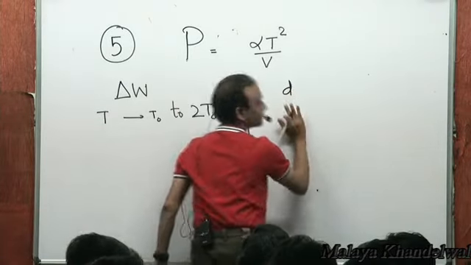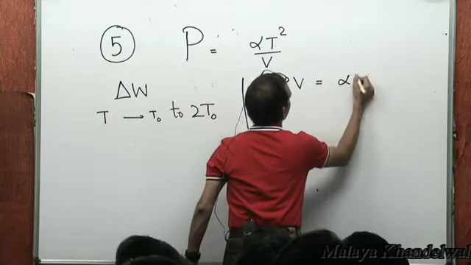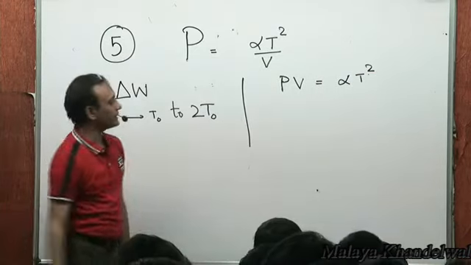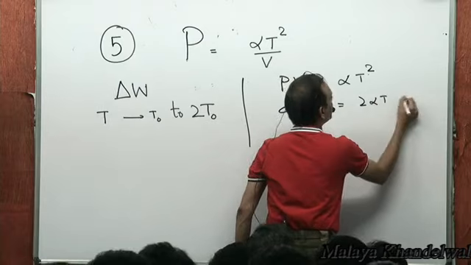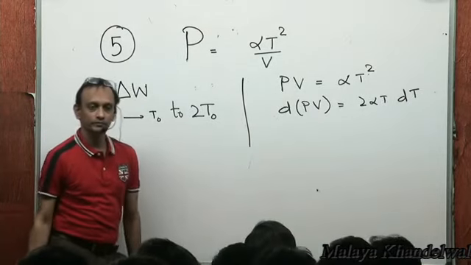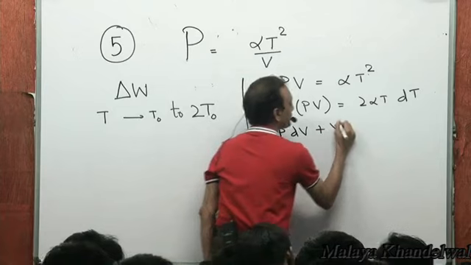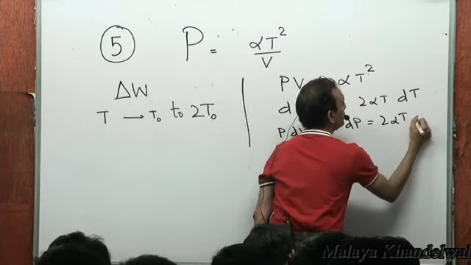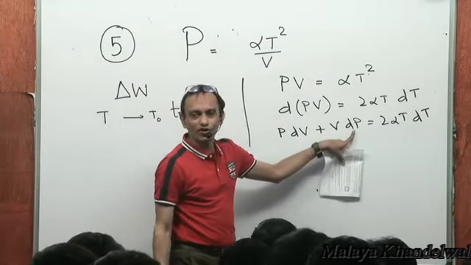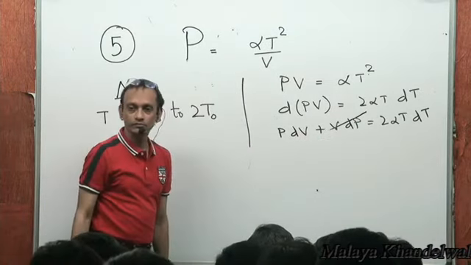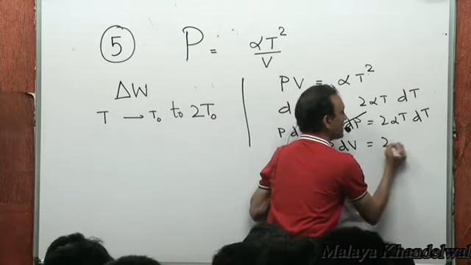Now, PV is alpha T squared. So, d of PV is 2 alpha T dT. Yes or no? So, P dV plus V dP is 2 alpha T dT. It's a constant pressure process, so dP must be 0, so this goes into oblivion. So the work done, which is P dV, is the same as 2 alpha T dT.